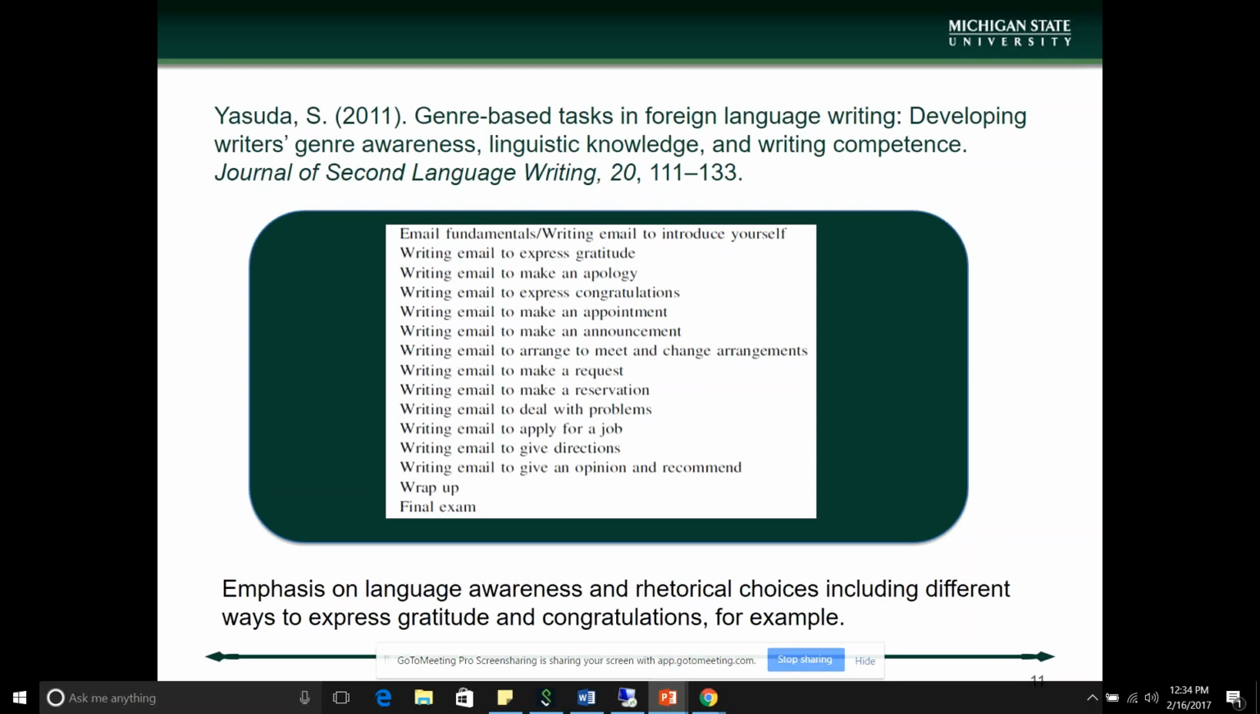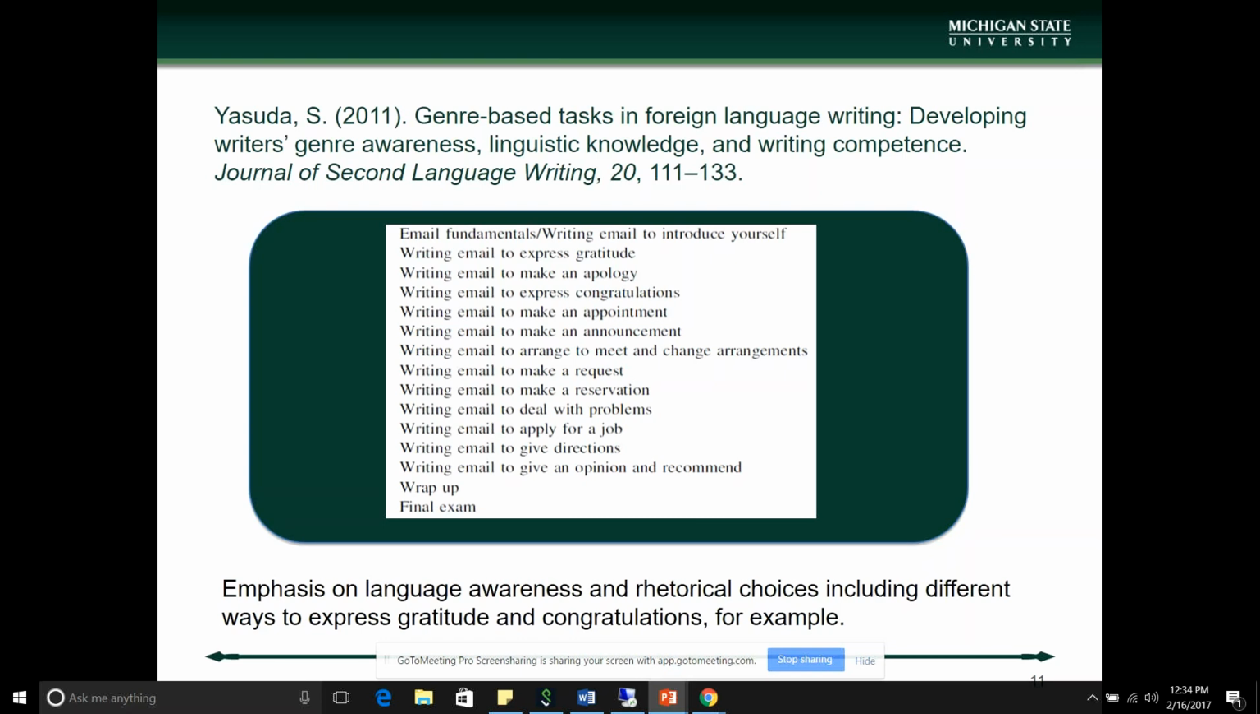But her article is really nice because she uses the genre of email, and you can see here a list of the different lessons that she used in the class that she was teaching.